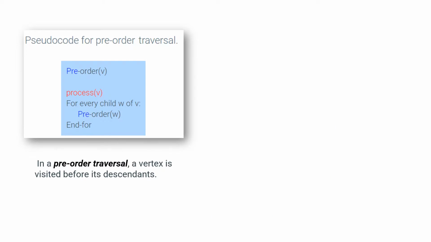The book lays out the pseudocode that would be needed in order to go through those different types of traversals. So here's the one for pre-order traversal. And remember what a pre-order traversal is: a vertex is visited before its descendants.